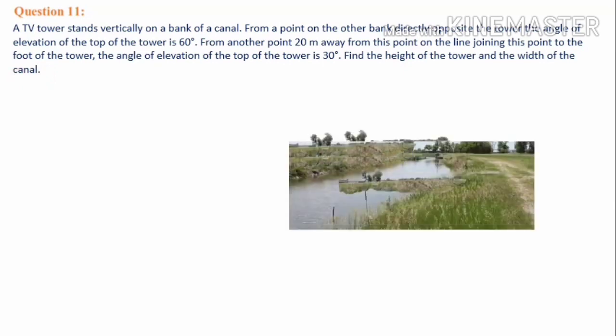Let's visualize it. There is a canal and there are two banks. This is one bank and this one is another bank. And at one bank, here there is a TV tower. And a person is standing just opposite of the TV tower, on the other bank of the canal. Means a person is standing somewhere here. He is looking at the top of the TV tower at an angle of 60 degree. And from here he has to move backward 20 meter. Moving forward is not possible because moving forward means he will end up inside the canal.